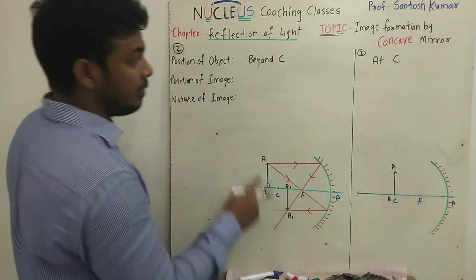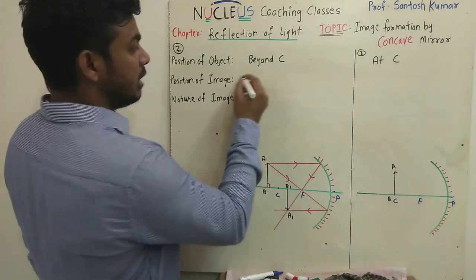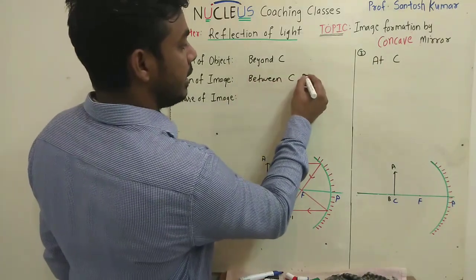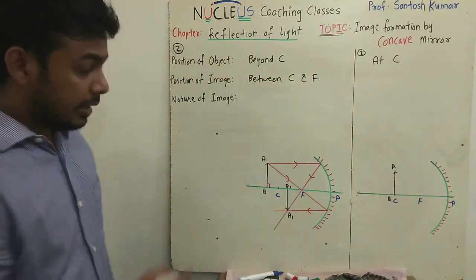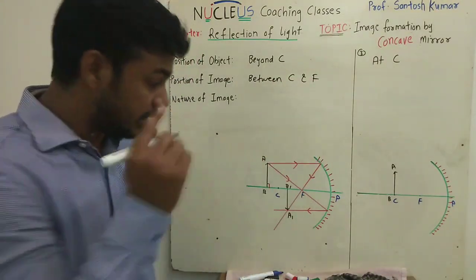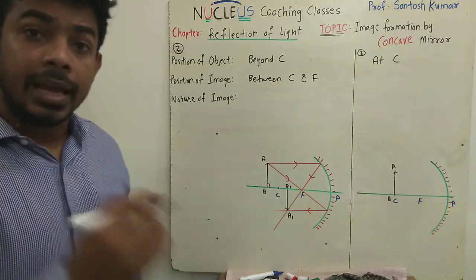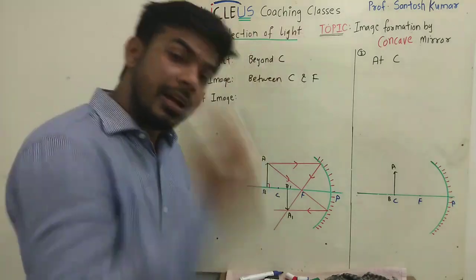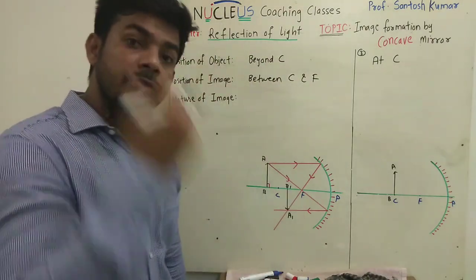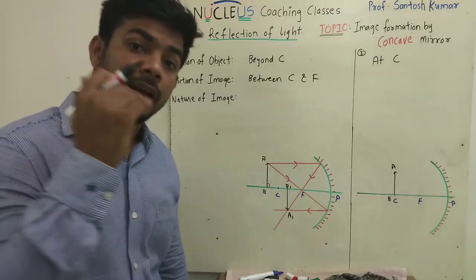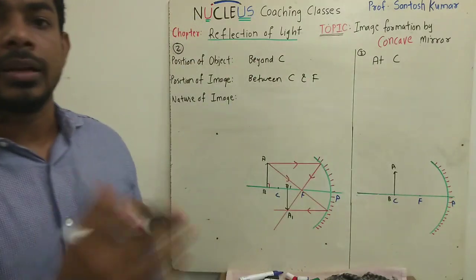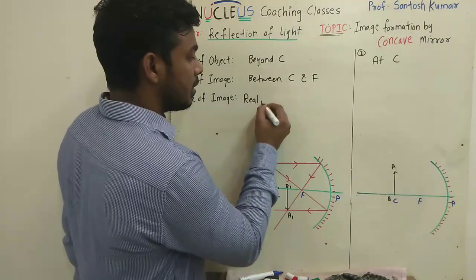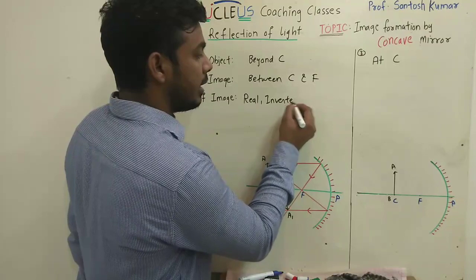and where I have obtained the image between C and F. So if the object is placed beyond C, what is the position of image? Image I got is between C and F. Can you see? Is it formed due to actual intersection? Yes. And remember, in case of mirrors, if the image is formed in front of mirror, the image has to be real image. If it is formed behind the mirror, then it has to be virtual image. So definitely this image is real, inverted, right?